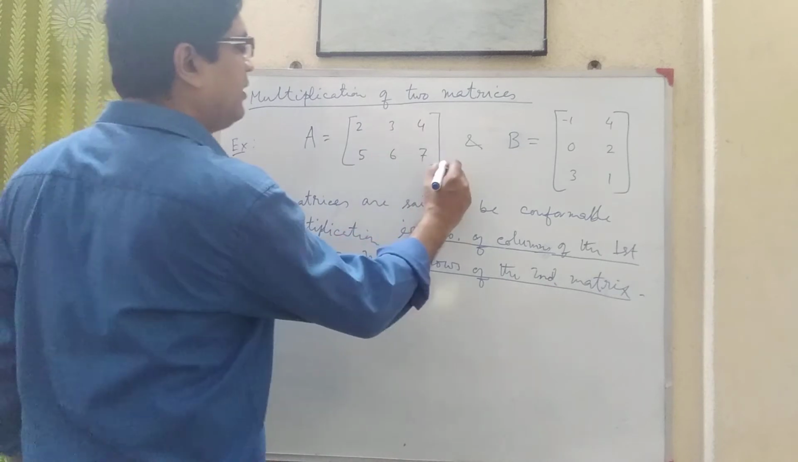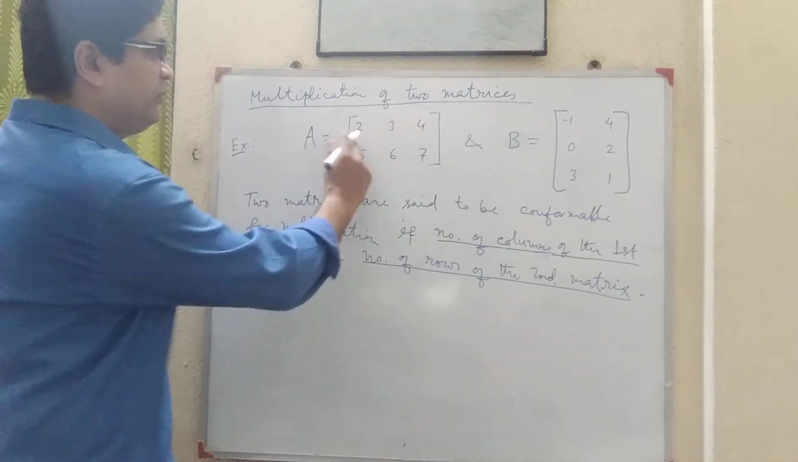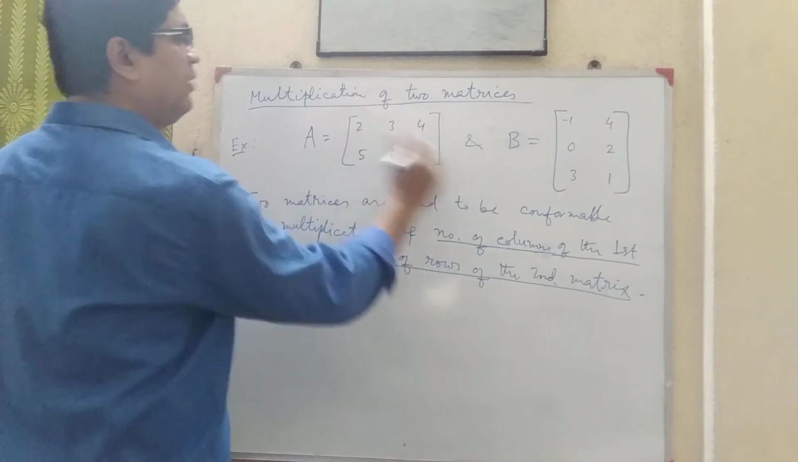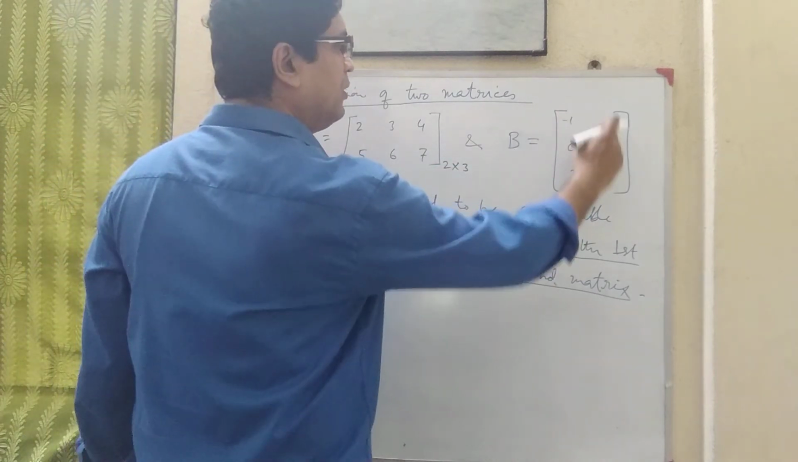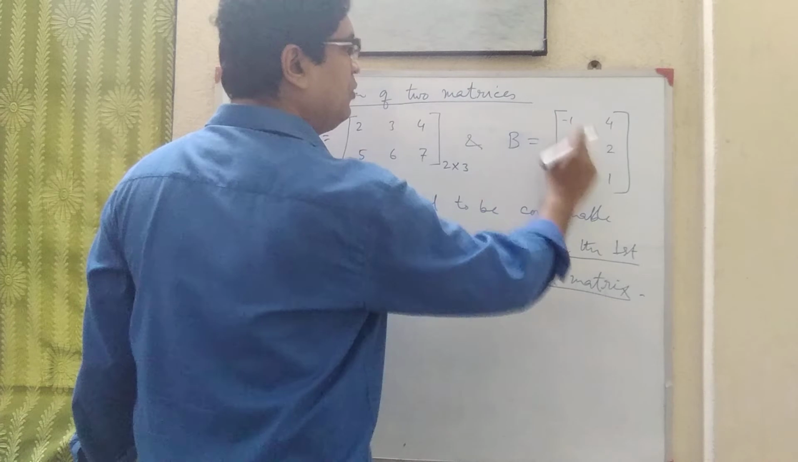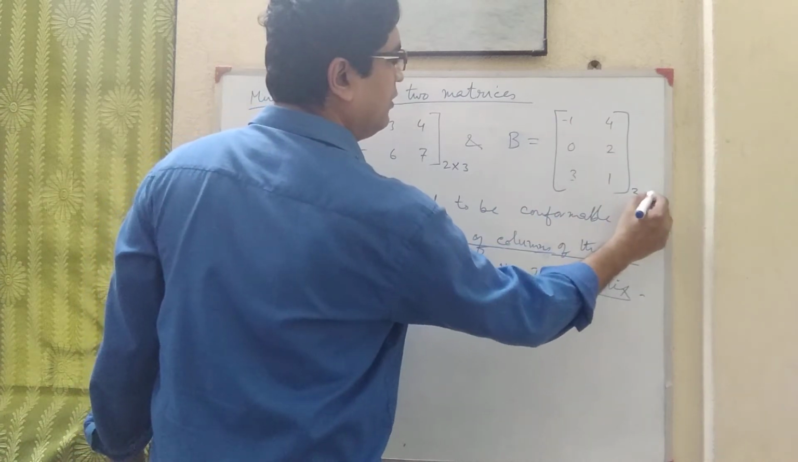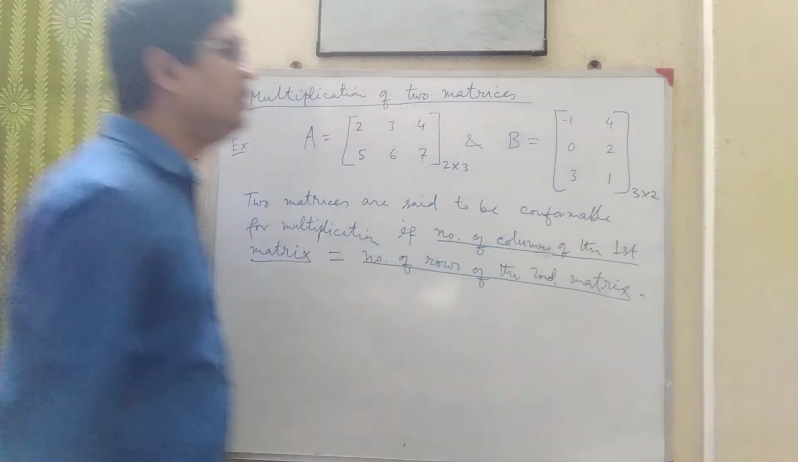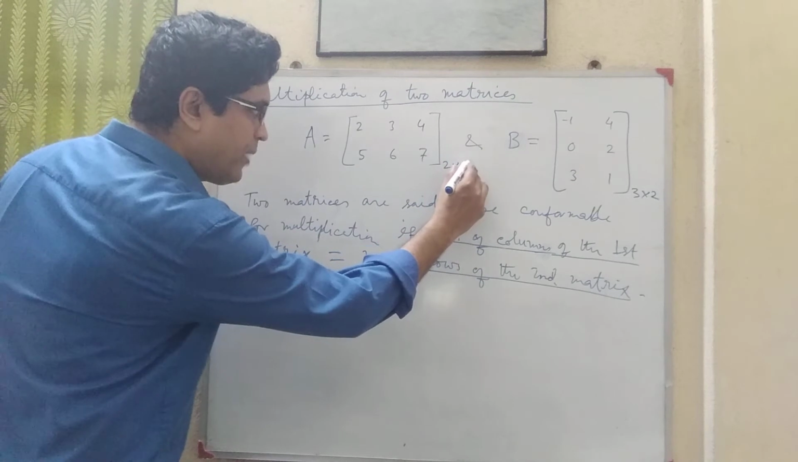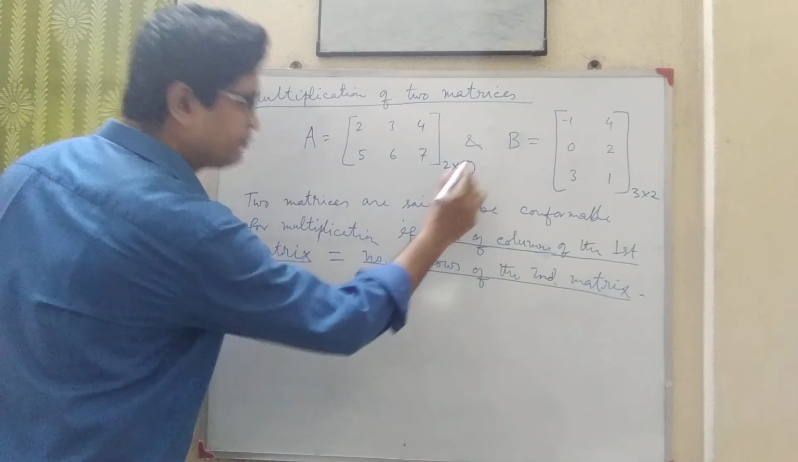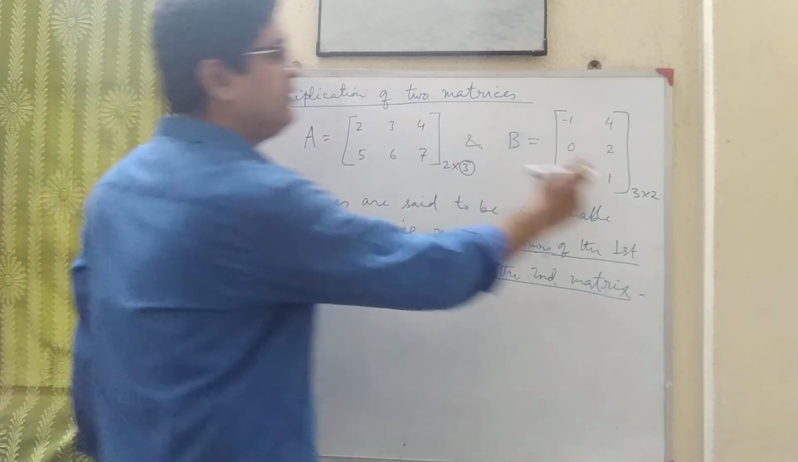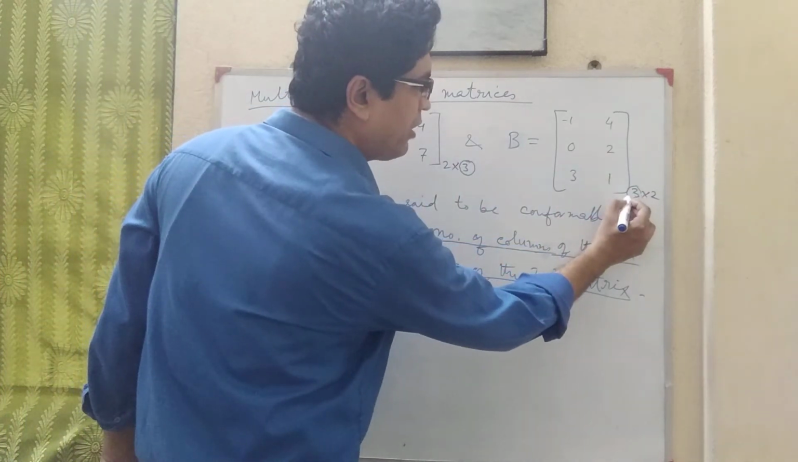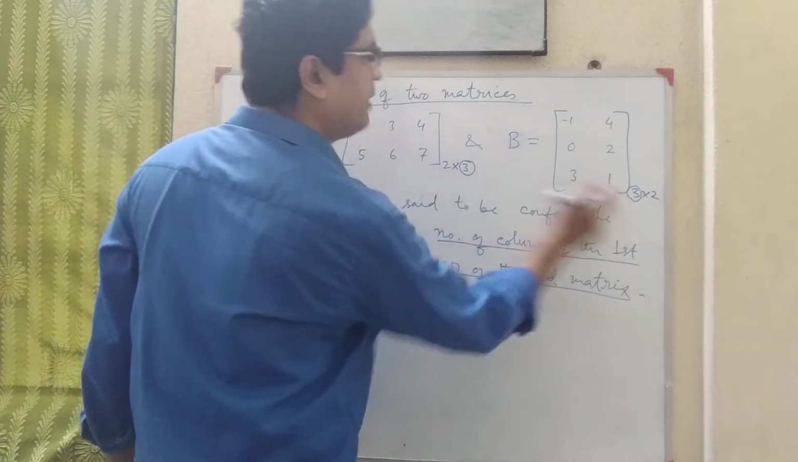So first, it's better if you write the order. You see here 2 rows and 3 columns, so the order is 2 by 3. Here there are 3 rows and 2 columns, so the order is 3 by 2. So here you have to check that the number of columns of A, the first matrix, is equal to the number of rows of B, the second matrix.